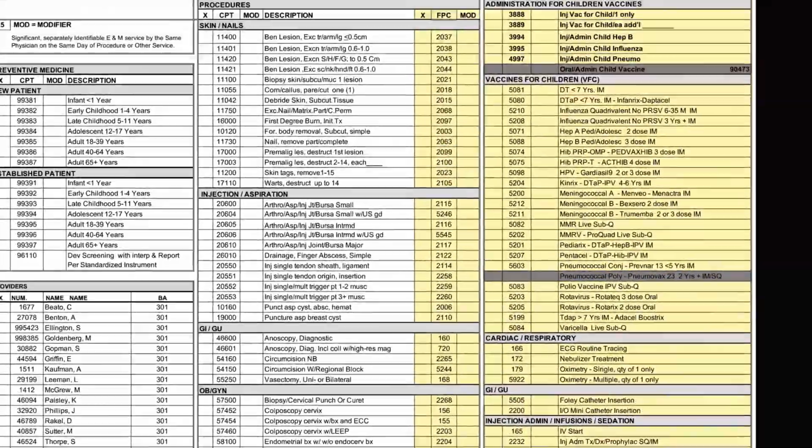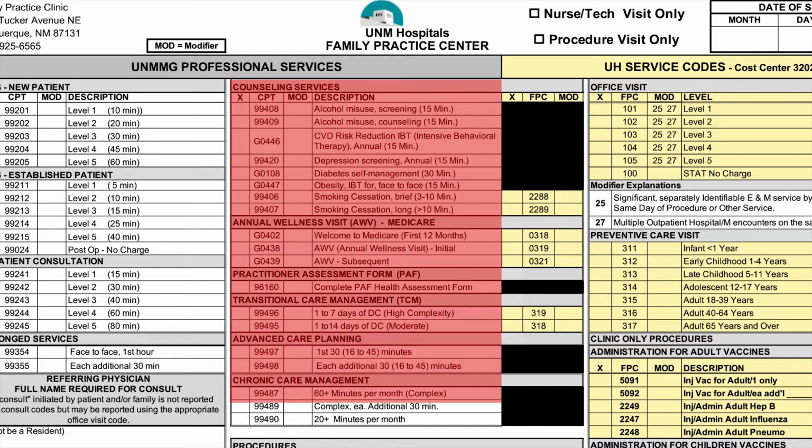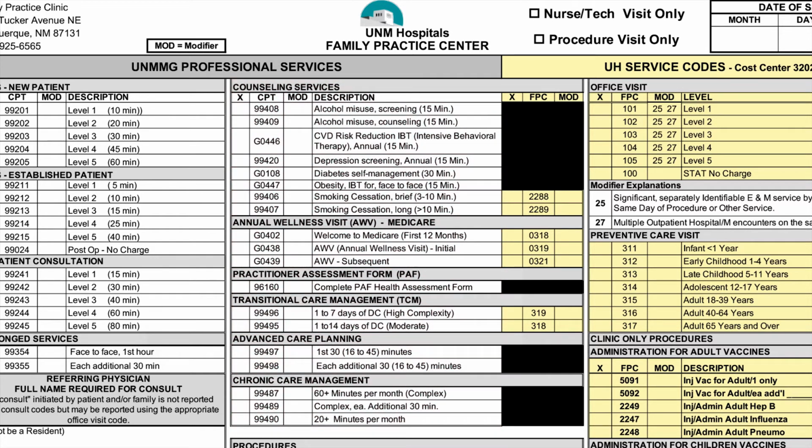The next box, which is the one with the most significant changes, is the counseling box, and we're going to go through each of these specifically. As David Scrace would say, this is Medicare trying to pay us more money in primary care for what we do anyways. The first sections are counseling codes for alcohol, cardiovascular risk, depression, diabetes, obesity, and smoking cessation.